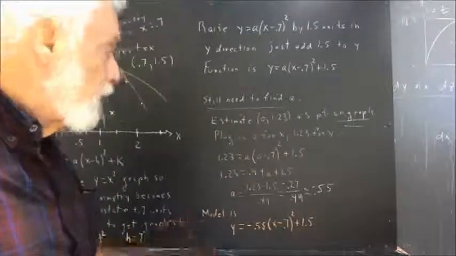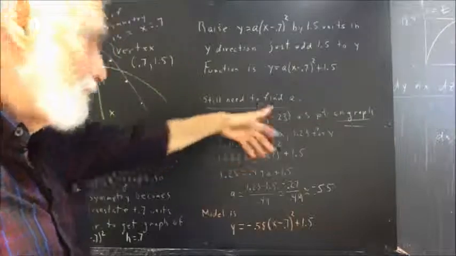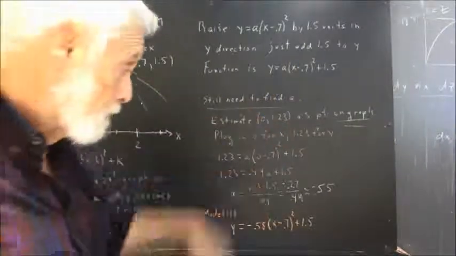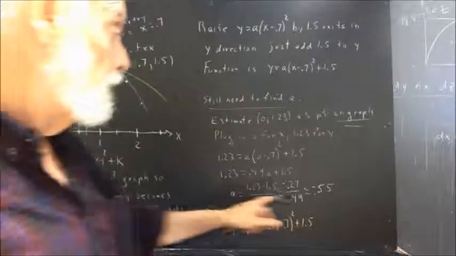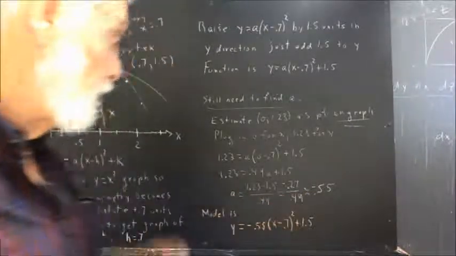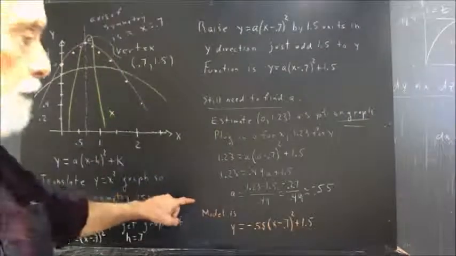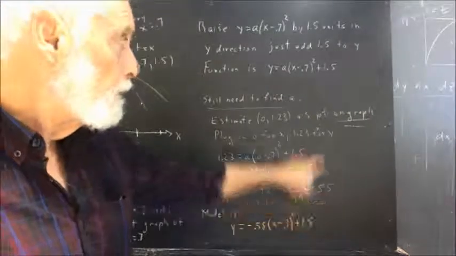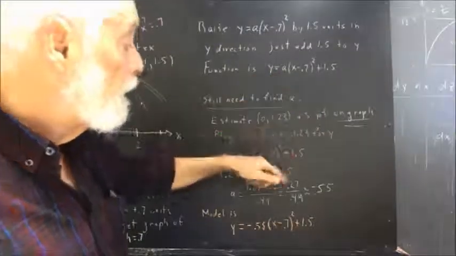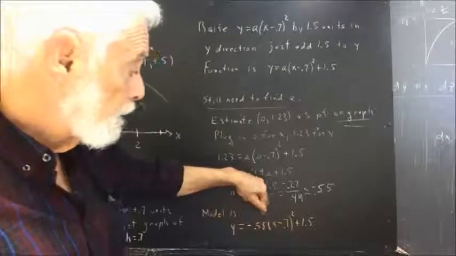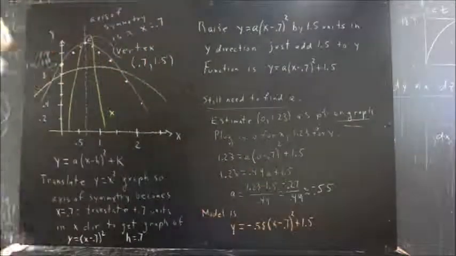Having done that, the rest is quite simple. We just solve this equation. I'm not going to point out the details of solving the equation. You can solve it yourself. I believe you get a equals negative 0.55 to a couple of significant figures. So that our model now, since we've determined that a is negative 0.55, we can replace this a with negative 0.55, and our model is y equals negative 0.55 times the quantity (x minus 0.7) squared plus 1.5.